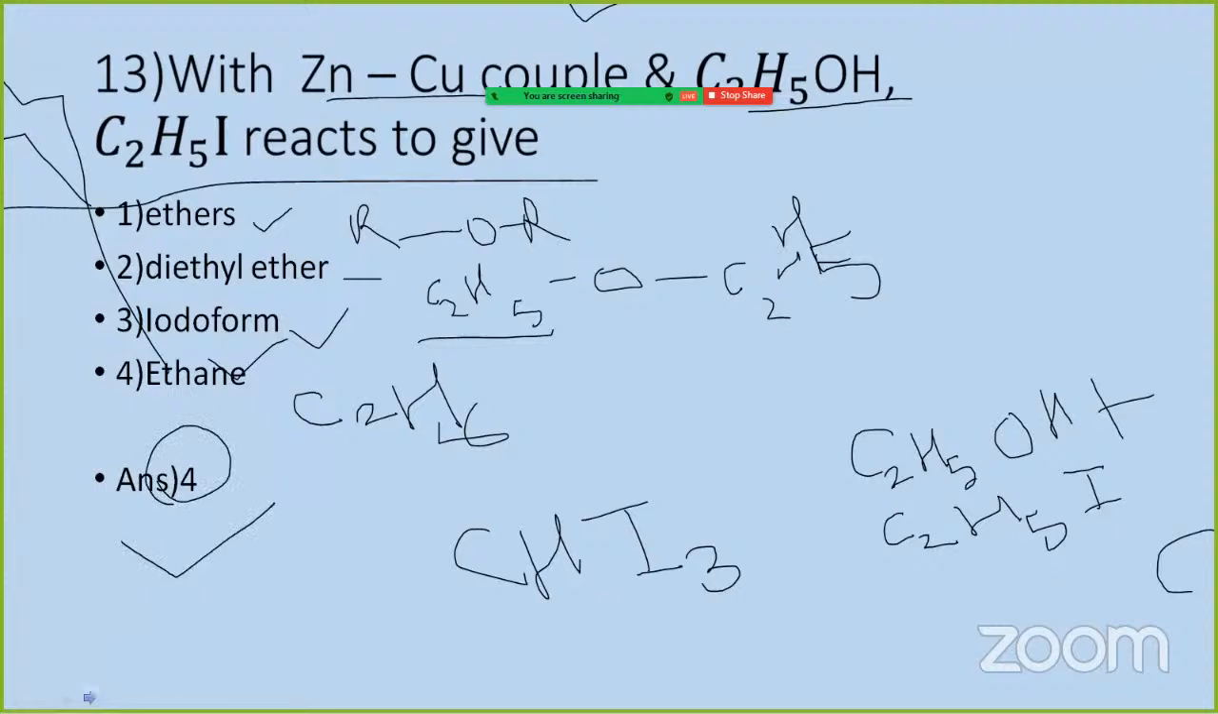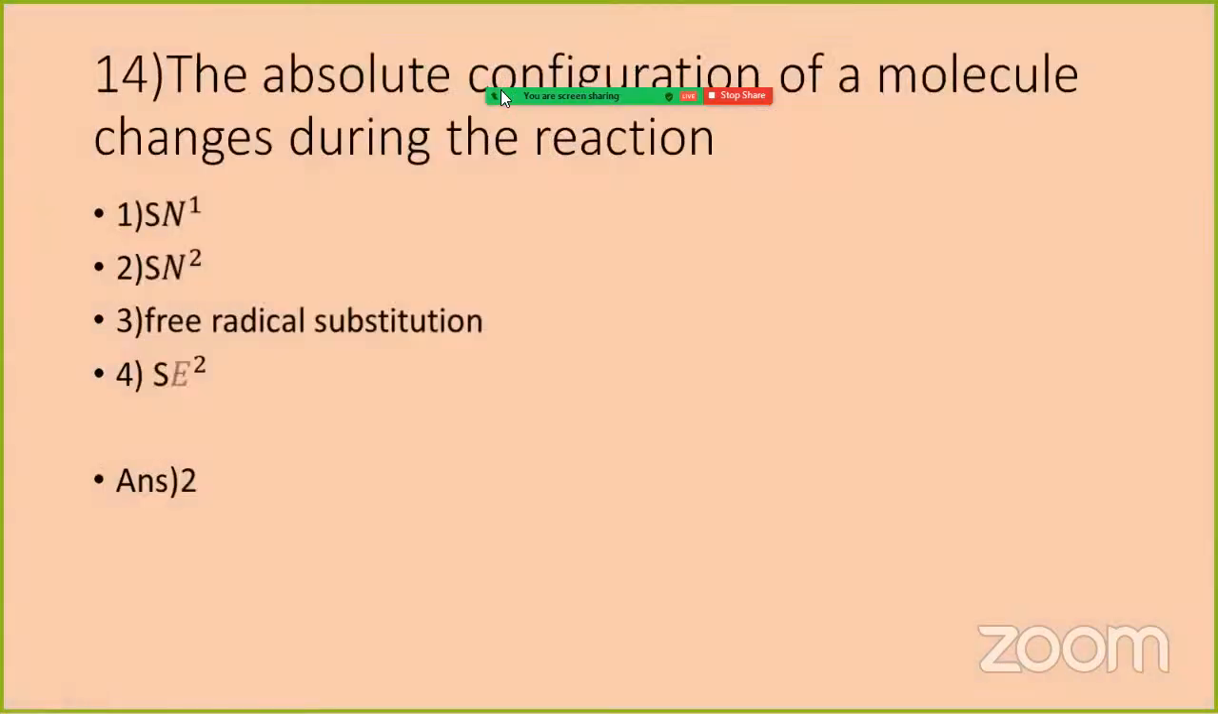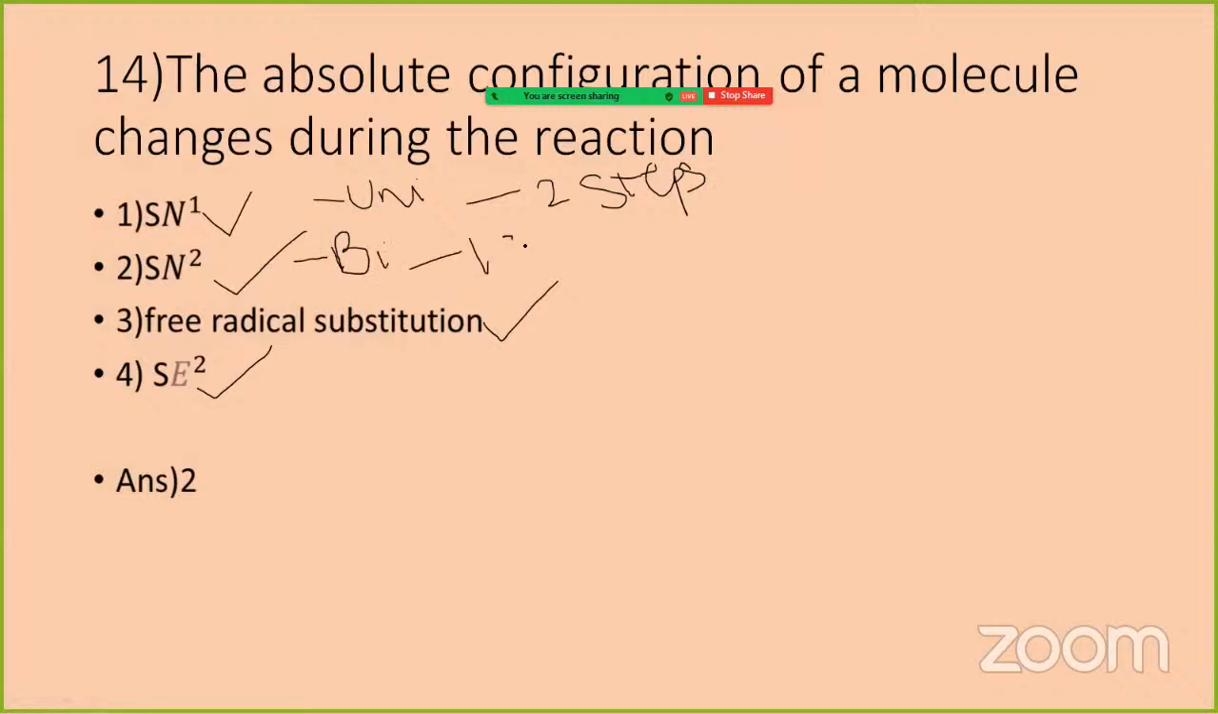Next, we will move on to the 14th question. In which reaction does the absolute configuration of a molecule change? Here we have SN1 reaction, SN2 reaction, free radical substitution reaction, and SE2 reaction. SN1 is a unimolecular reaction and occurs in 2 steps. SN2 is a bimolecular reaction and occurs in a single step.